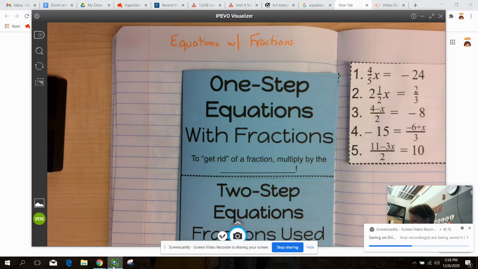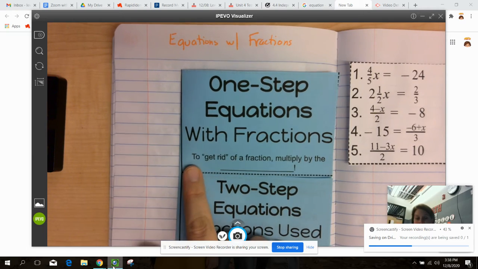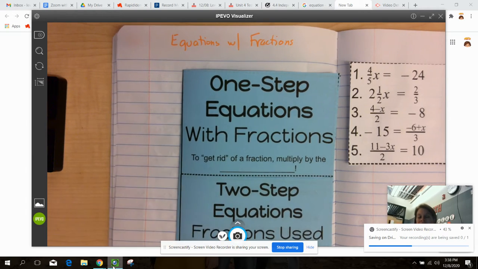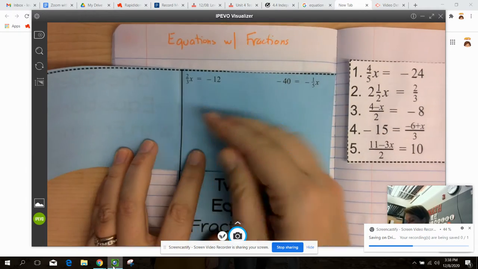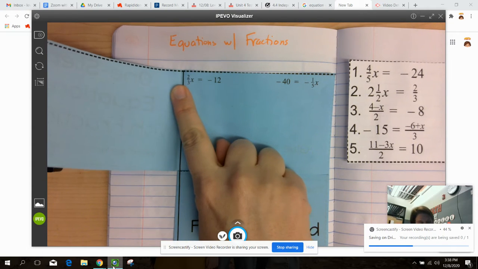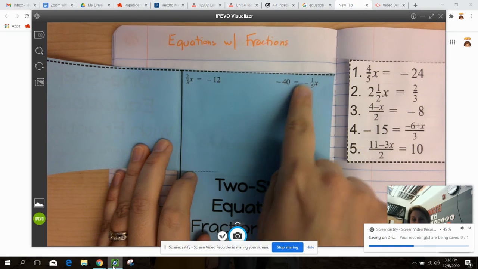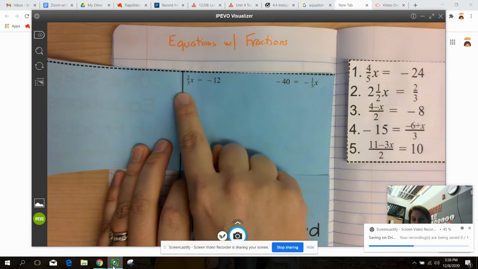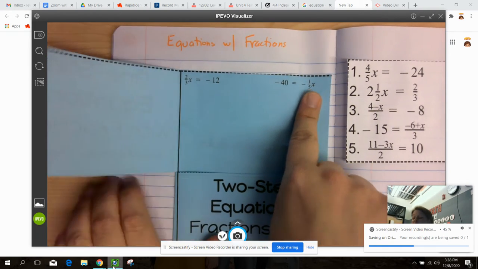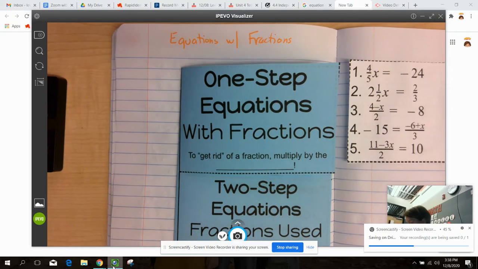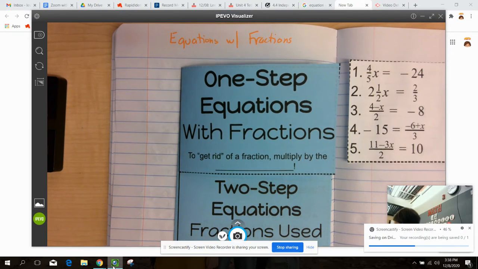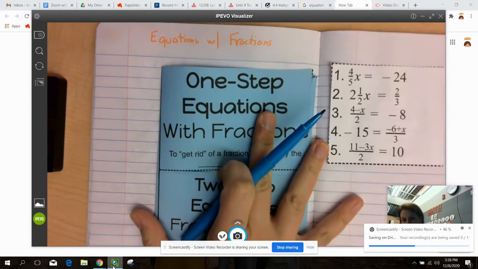So first thing I want us to look at is how we're going to get rid of a fraction. If you notice, you have 2/3 x equals -12 and -40 equals -1/5 x. So I'm talking about trying to get rid of one of these fractions. To get rid of a fraction, we will multiply by the reciprocal. Now, we have talked about reciprocals already.